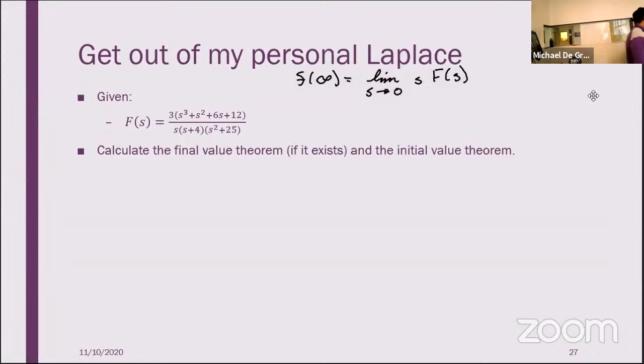All right, does anybody have roots? What are the roots? I'm just going to go out on a limb: 0, -4, and then plus and minus 5i. Yes. We'll call it j, Carl. Okay, call it j.